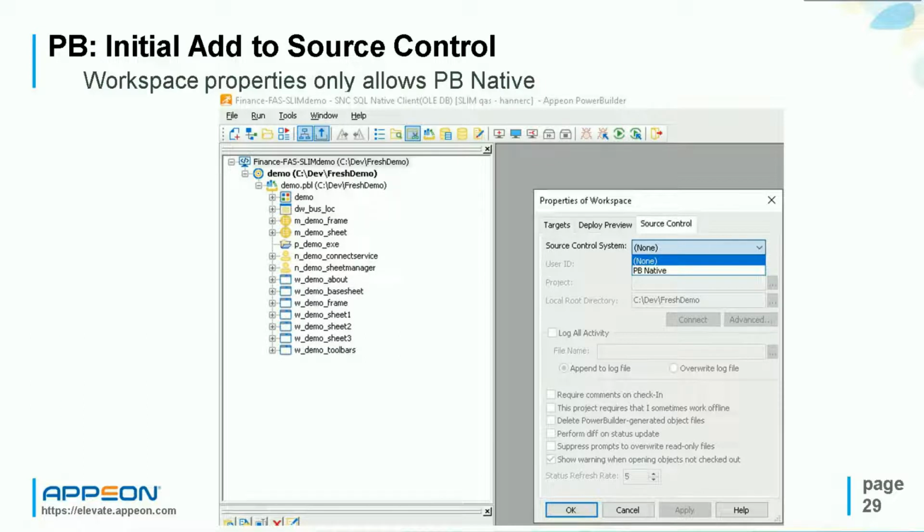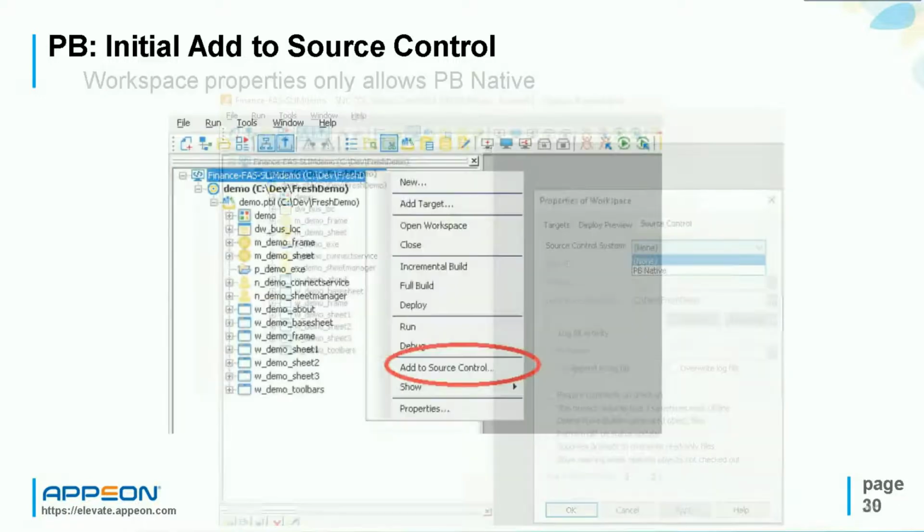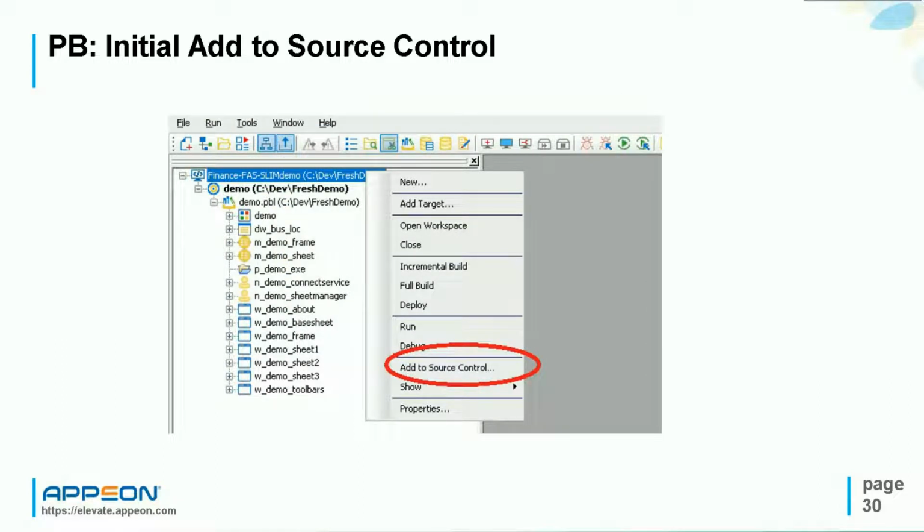So now we're over to PowerBuilder. If you look under the Workspace, so this target and Workspace, whatever, this is not in source control right now. And if you look under the properties for the Workspace, and then you go to the source control system, the only option here is to either select none or PB native, which neither of those is what we want. So what you want to do instead is right-click on the Workspace, and you'll see an option here to add to source control, and you want to pick that.